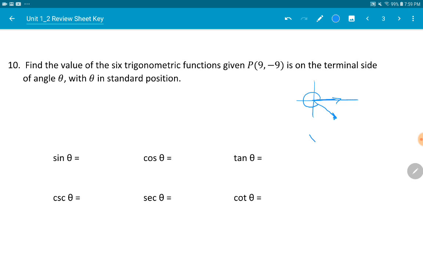I see that x is positive. So x is 9, y is -9, and I just need to find r. I need to find that distance right there.